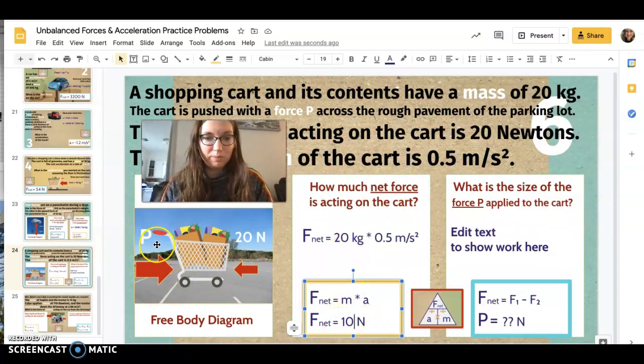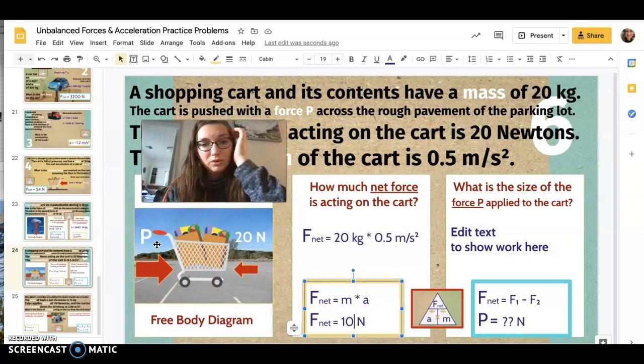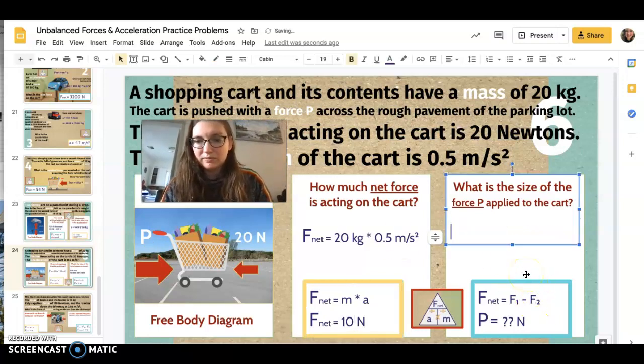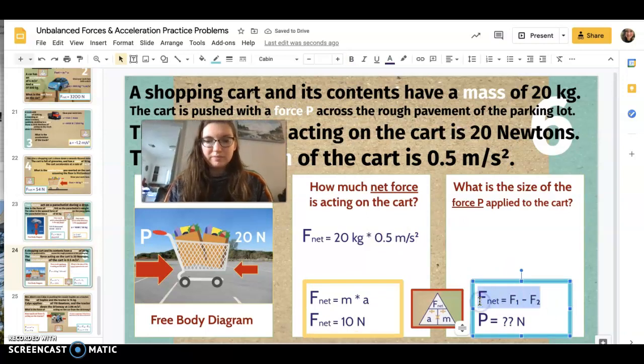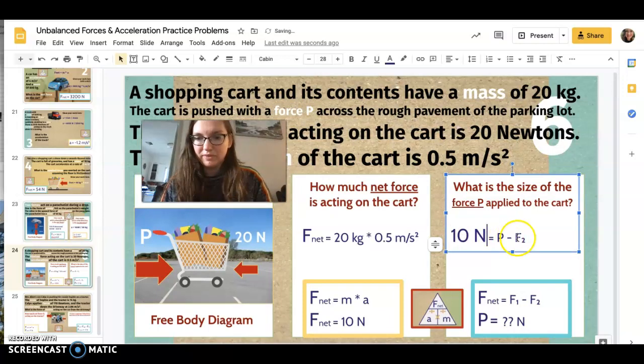So we still need to figure out what P is. So what is the size of the force P applied to the cart? To solve that, I'm going to use this equation here, which is kind of like a mathematical way of showing that these two forces are canceling each other out. So force number 1 is P, well, okay, so our F net is 10 newtons, right? So we have P minus 20 newtons.